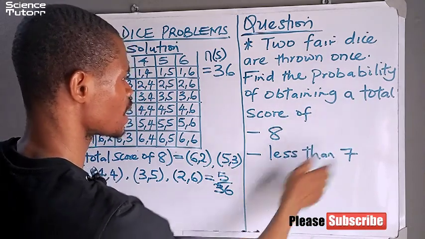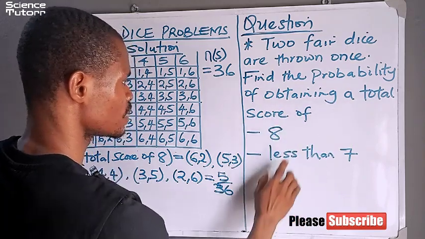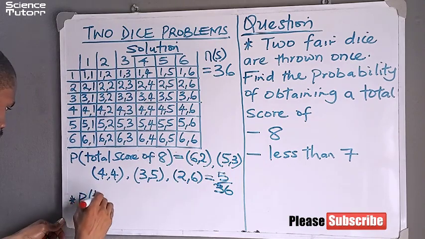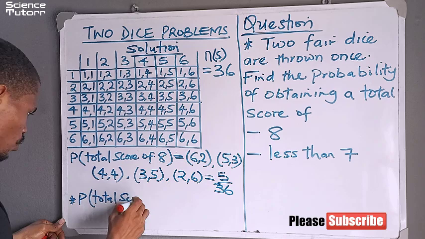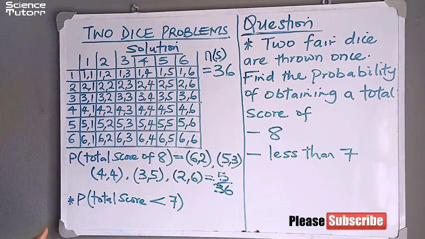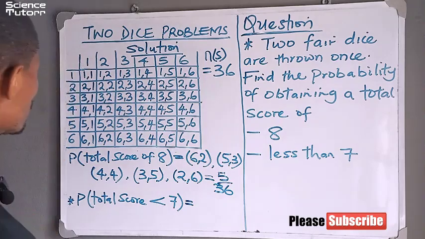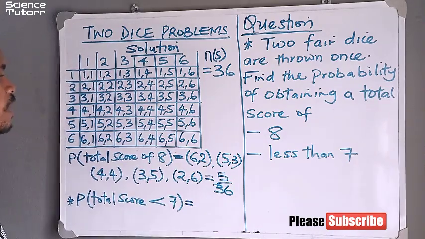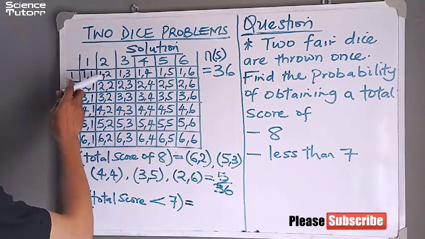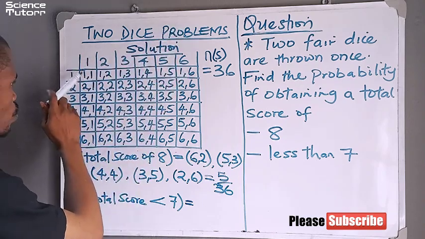Secondly, the second part of the question, it says probability of obtaining a number less than 7. The total score that is less than 7. Let's make use of what we have on the board. So probability of obtaining a total score less than 7, I'm using the symbol less than 7. That means two numbers added together that will be less than 7. The probability of a total score less than 7 will simply give us, let's count, we have 1, 2, 3, we are starting from the first row, less than 7. When I add these two, it's less than 7.